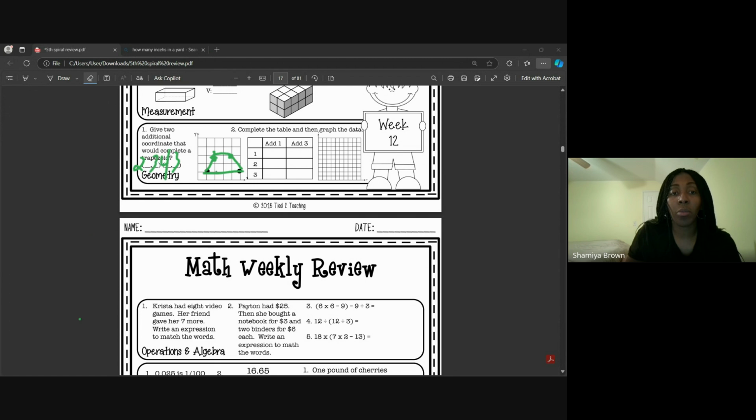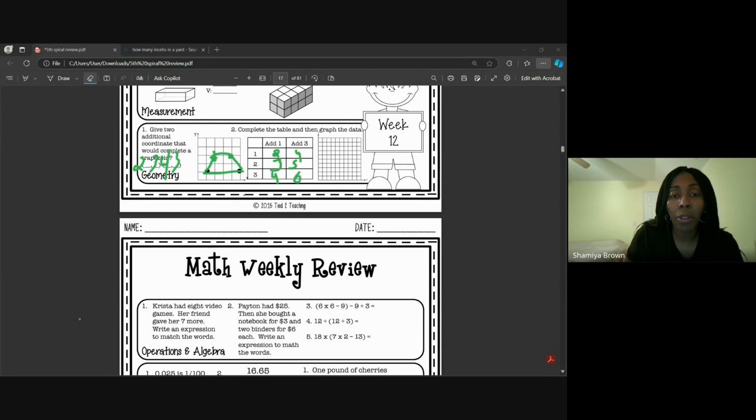And this one, I'm just completing the table. Add 1 is the rule on this one, and then add 3 is the rule on this one. So if I add 1 to 1, I get 2. And if I add 1 to 2, I get 3, and then 4. And adding 3 over here, I'm going to get 4, 5, and 6.